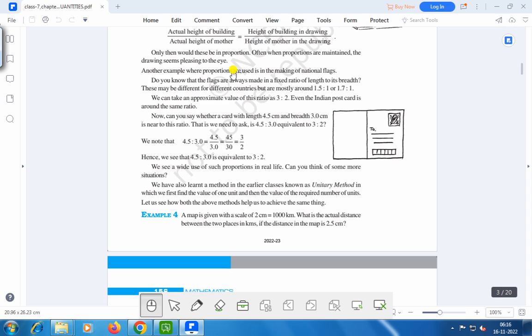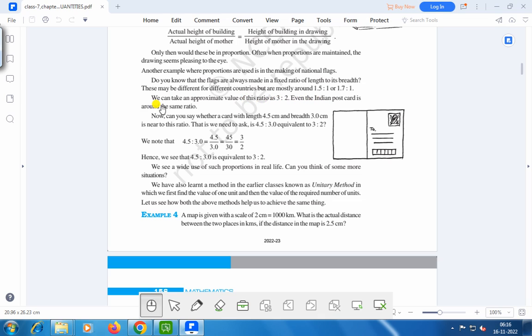Another example where proportions are used is in the making of national flags. Do you know that the flags are always made in a fixed ratio of length to breadth? This may be different for different countries, but mostly around 1.5 is to 1 or 1.7 is to 1. We can take an approximate value of the ratios as 3 is to 2.